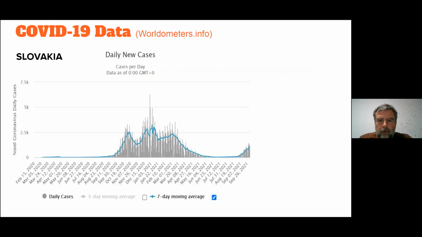So here is the situation in Slovakia right now. It's just showing us where we are right now. These are the daily new cases, so this is the incidence, and you see this growing wave coming. So actually, things are really getting worse, seriously worse.